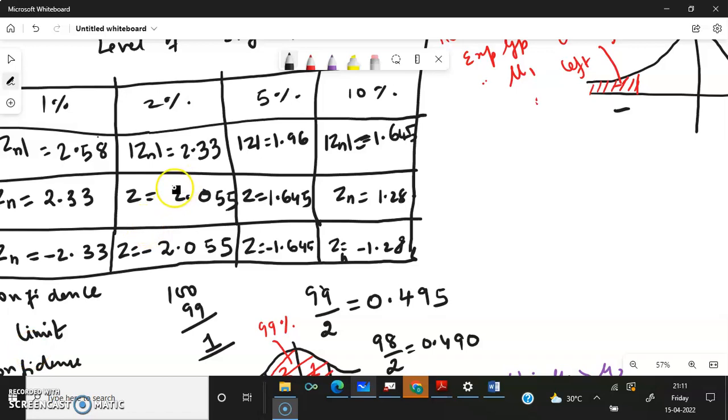Similarly, we can calculate for 10% modulus of Zn. For the two-tail, it is 1.645, and Zn is 1.28 and minus 1.28. Similar calculation we can do, what we did in the previous. Okay, now we'll go to the next. We'll solve the sum now.